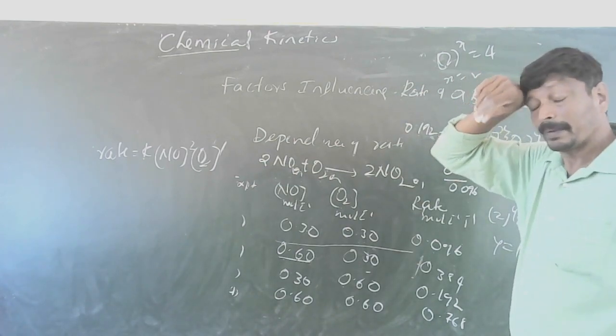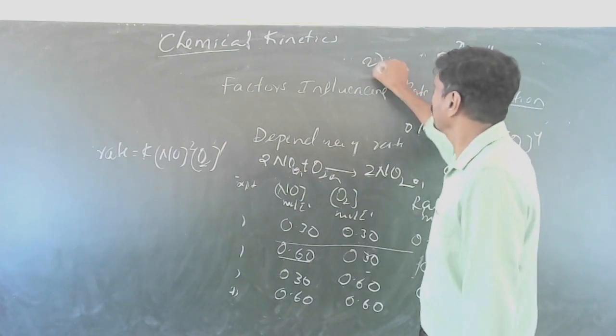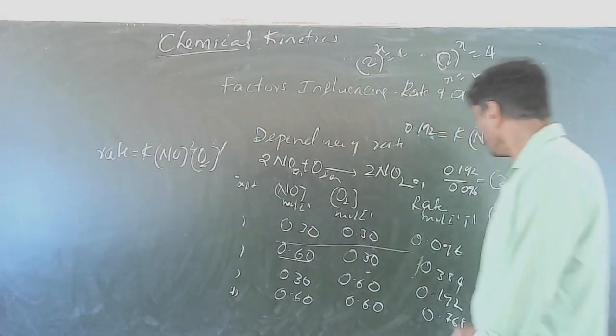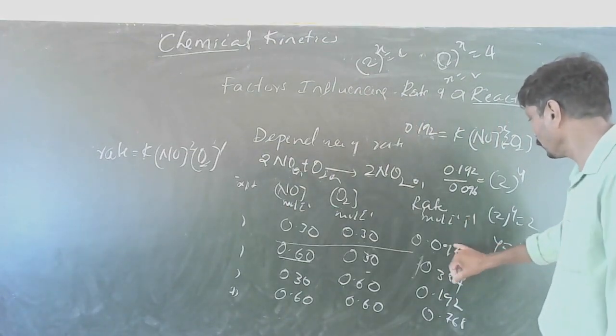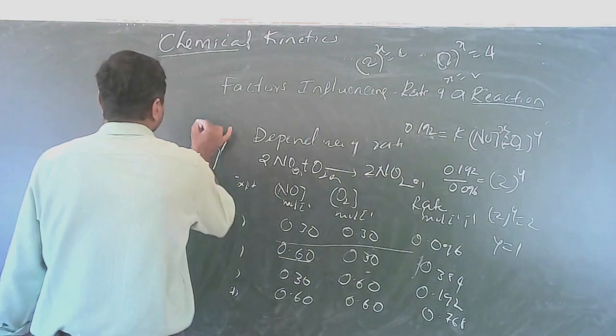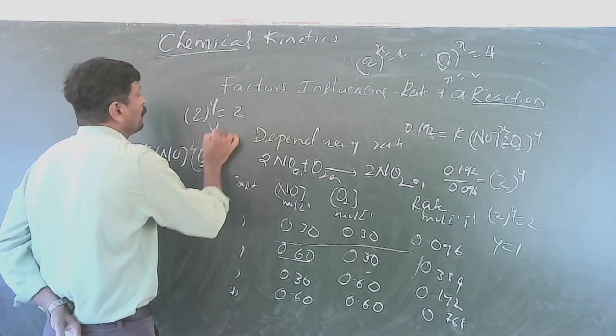The concentration of NO is doubled, and the rate increases 4 times, so 2 to the power of X is equal to 4, X is equal to 2. And O2 concentration is doubled, the rate increases 2 times. Then how do you write? 2 to the power of Y is equal to 2. Therefore, Y is equal to 1.